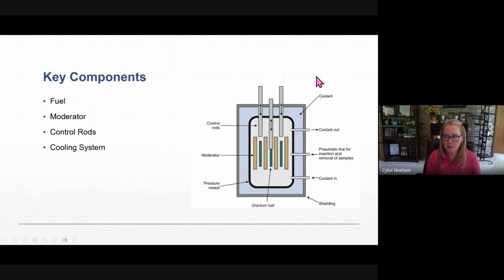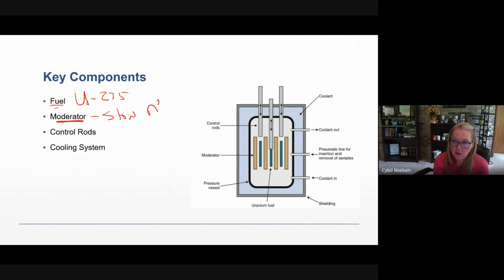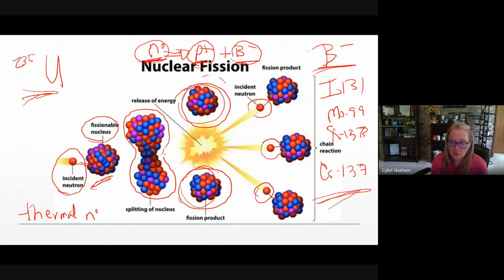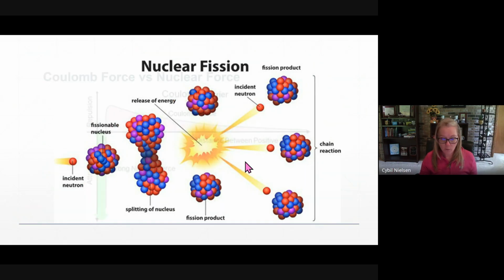Okay, so these are the components that you want to know in a nuclear reactor. The fuel is uranium-235. The moderator is what's going to slow the neutrons down, because we have to slow them down. The control rods go over the top of the fuel, and they absorb these excess neutrons. So they stop the process from happening. Because if you don't stop the process, it's just going to keep going. And then you're going to have a lot of heat produced. And if your uranium is pure uranium-235, you'll have an explosion. And we don't want that.